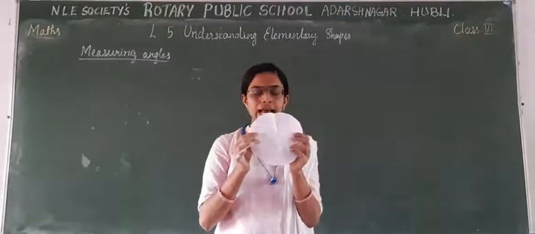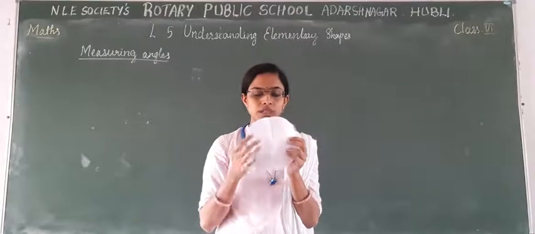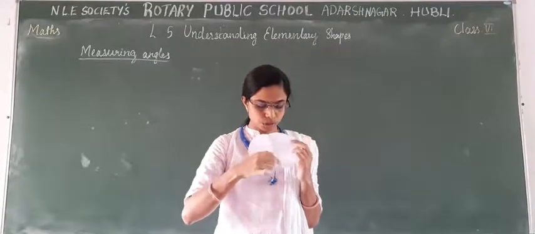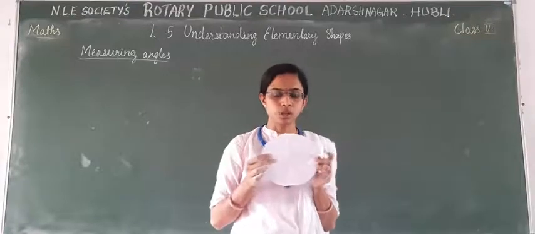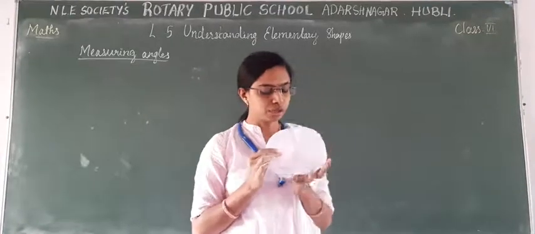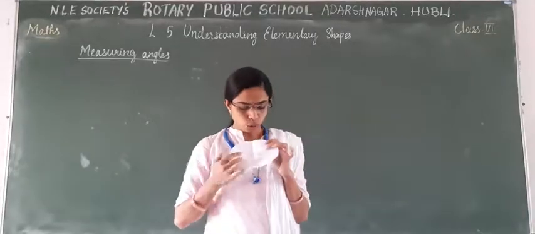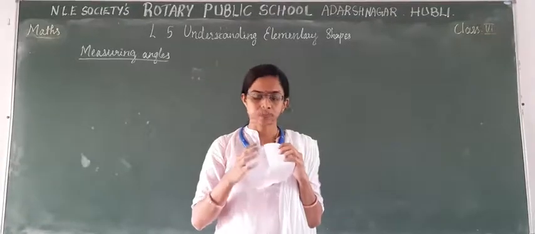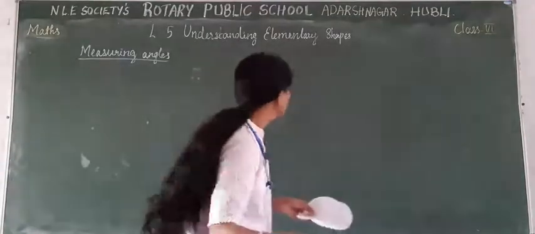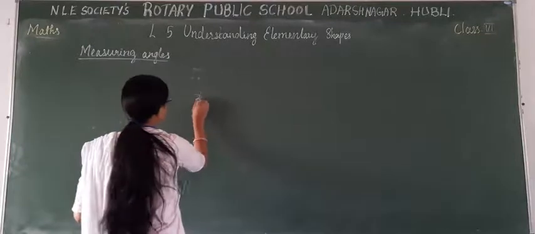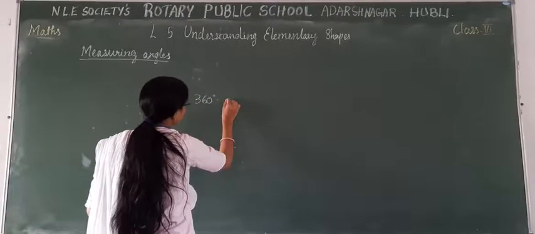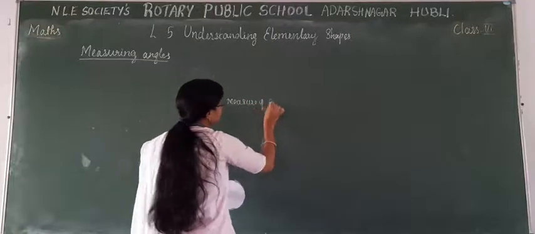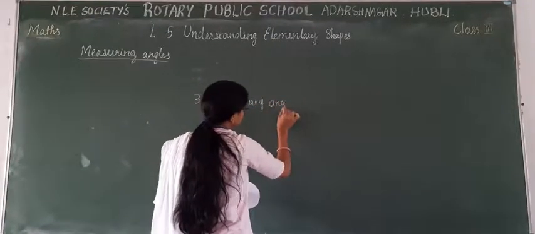So this circle has 4 angles at present. 1, 2, 3, 4. Yesterday we saw that each is 90 degrees. So what is the sum of the whole angle of a circle? The measure of the whole angle of a circle is 360 degrees. 360 degrees is the measure of the angle in a circle.